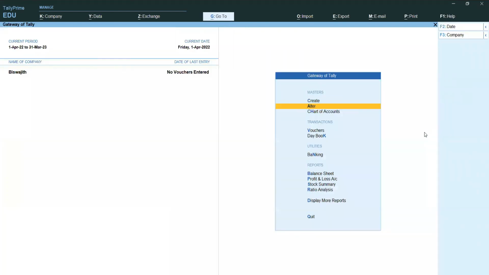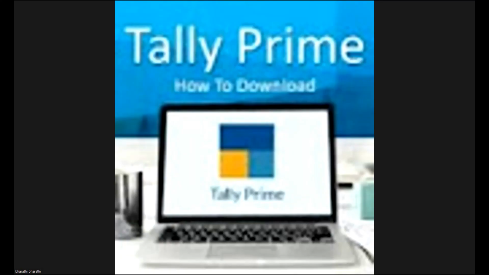So ledger creation is most important in Tally. How to create a ledger, how to delete a ledger, how to alter a ledger, how we are creating ledgers in our organization. Depending on the daily transactions we have, we create ledgers like purchase, sales, advertisement expenses paid, courier charges paid, bank charges paid, and all that.